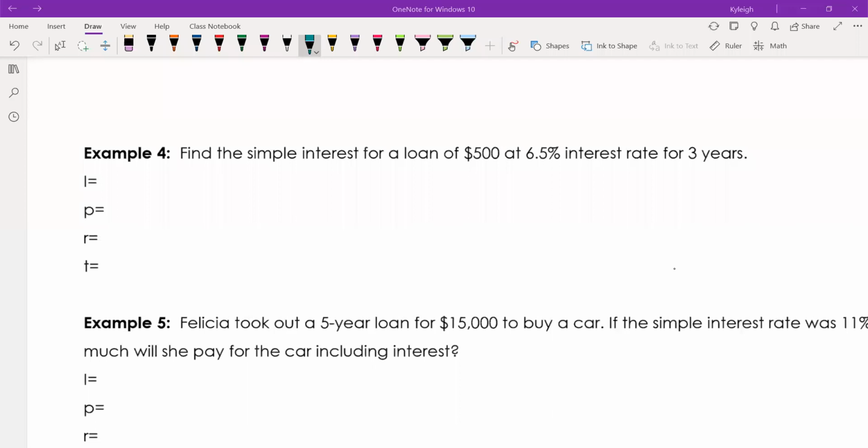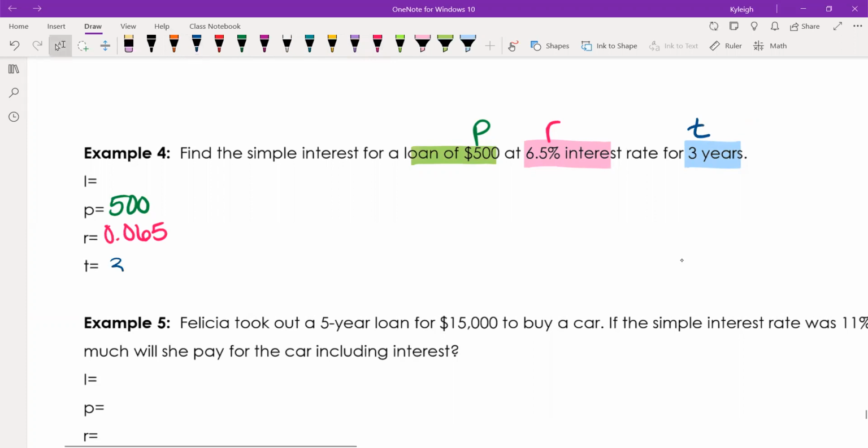All right, so again, now we're doing a simple interest for a loan. So a loan of $500. The interest rate is 6.5 and our years is 3. So if we're taking money, that's our principal. So that's 500. Our interest rate is our 6.5%. Let's make that a decimal, 0.065. And our time is 3 years.